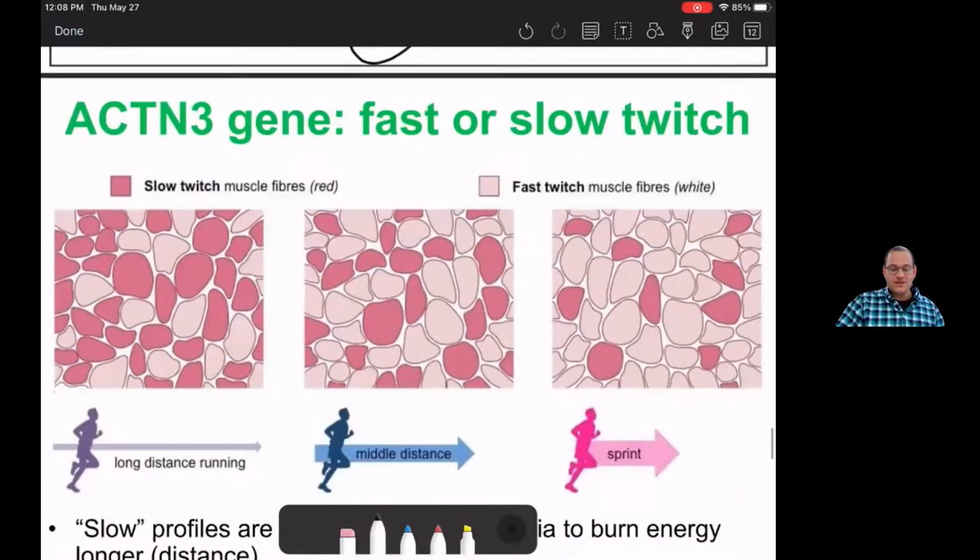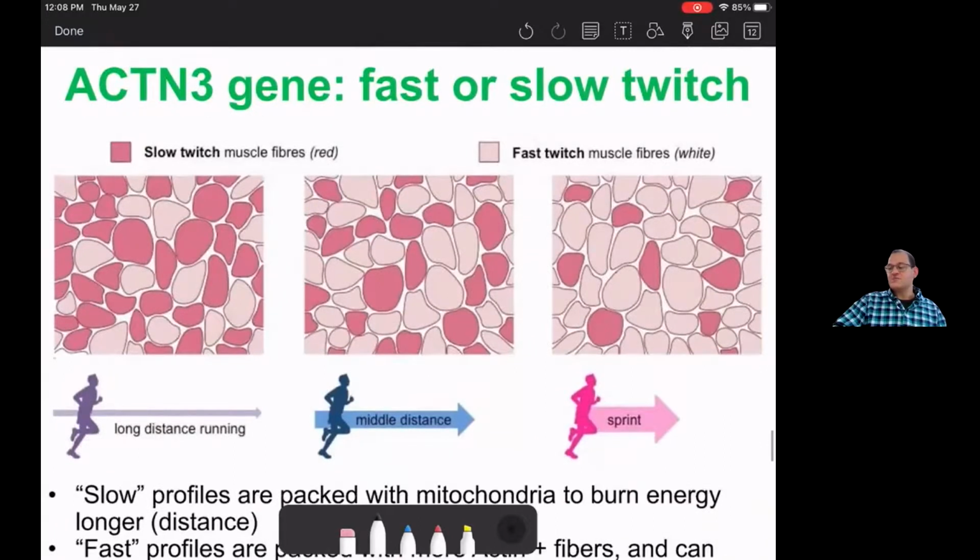Okay. So talking about muscles, everybody talks about slow and fast twitch. What does that actually mean?